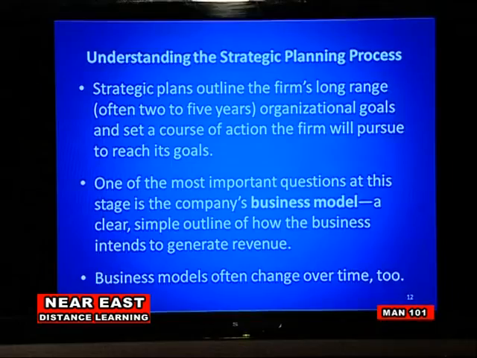Understanding the strategic planning process. Strategic plans outline the firm's long-range, often 2 to 5 years, organizational goals and set a course of action the firm will pursue to reach its goals. One of the most important questions at this stage is the company's business model: a clear, simple outline of how the business intends to generate revenue. Business models often change over time too.